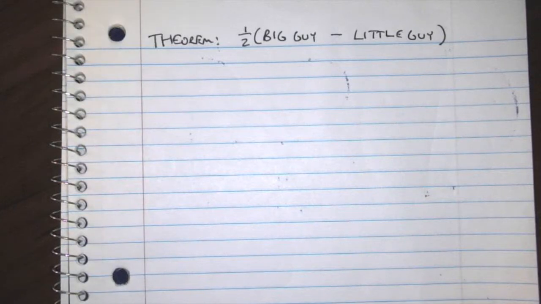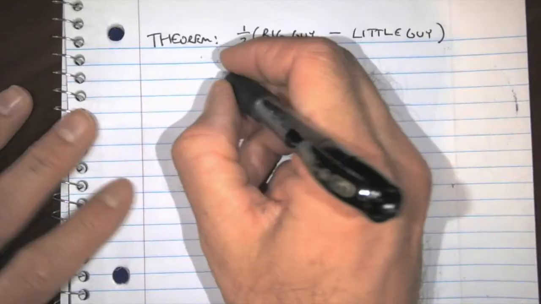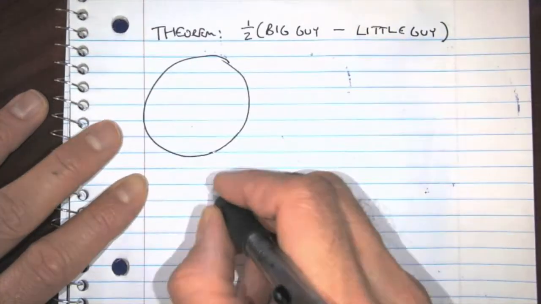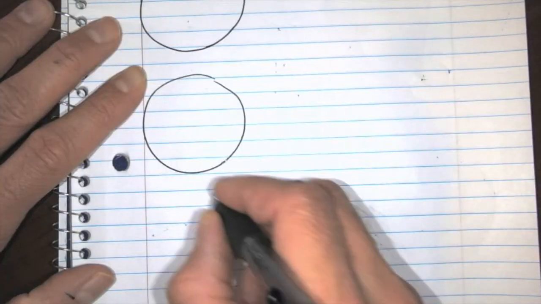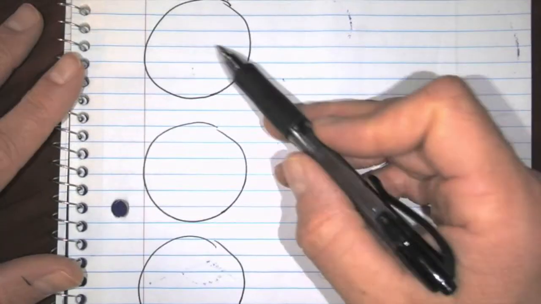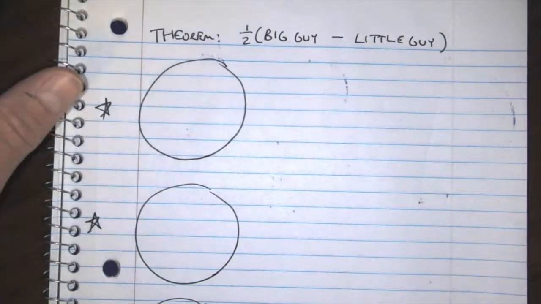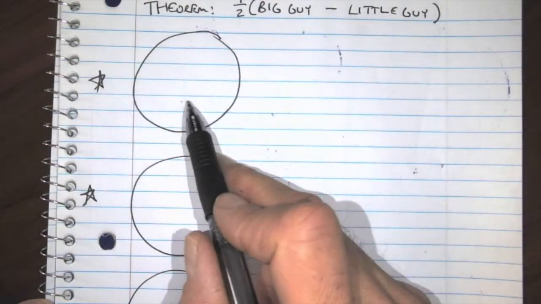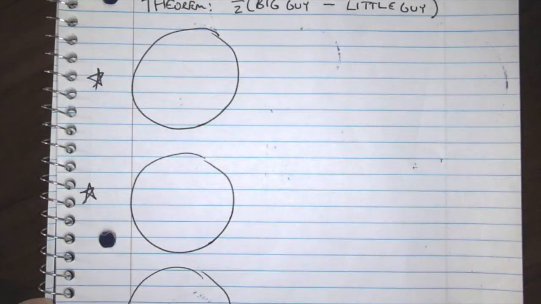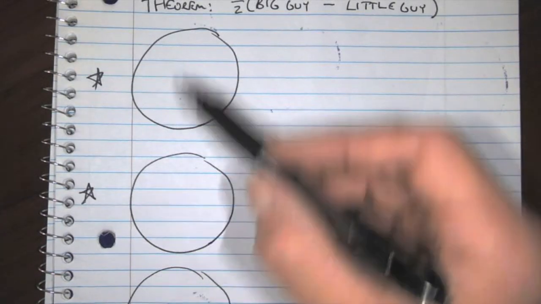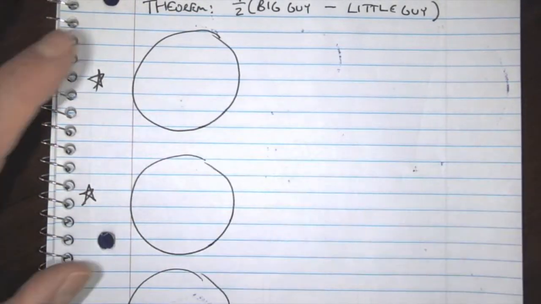You'll see. I'd like you to draw 3 circles. 1, 2, 3. It looks like a stoplight. Red, yellow, green. Every single one of these are practically the same. I want you to know that. There's a reason why I call this the one-half big guy minus the little guy theorem. And they're all different. You'll see what I'm talking about.